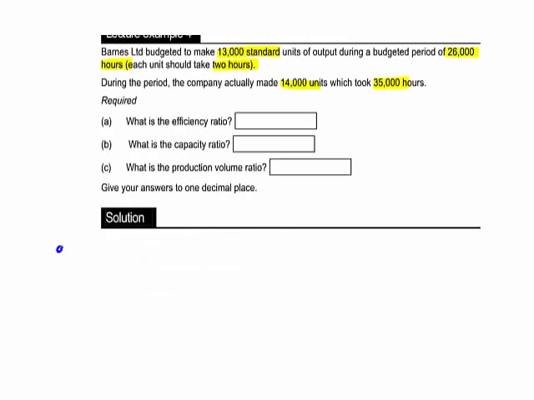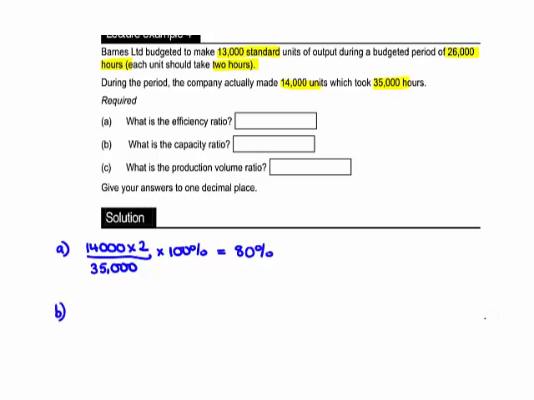If we start off then with the efficiency ratio, we're thinking then about how quickly they made the actual production compared to how long it should have taken us. So 14,000 units then at 2 hours each should have taken 28,000 hours. They did take 35,000 hours. So that gives us an efficiency ratio of 80%, i.e. they were only working at 4/5 of the speed they should have done.